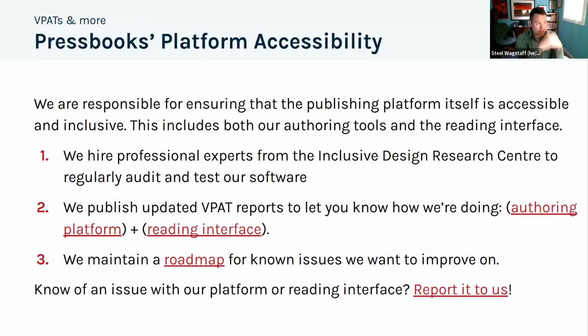On the question of the platform, Pressbooks, we take responsibility for ensuring that the authoring tools that you use are themselves accessible and comply with WCAG standards. We actually do 2.2 level AA, but at least the minimum required by the federal law in the United States. And we take responsibility to ensure that the reading interface itself meets those same standards.